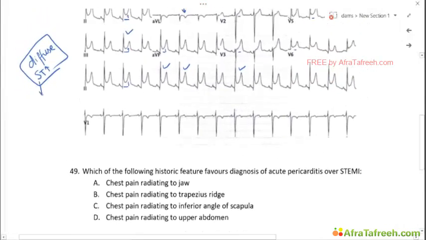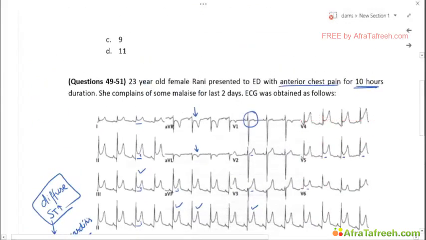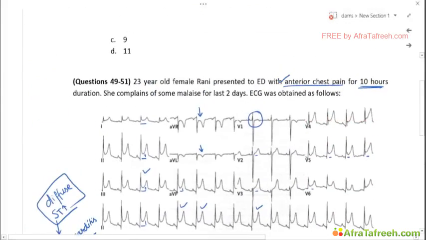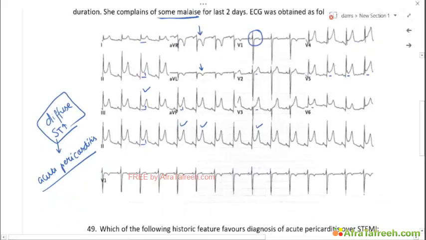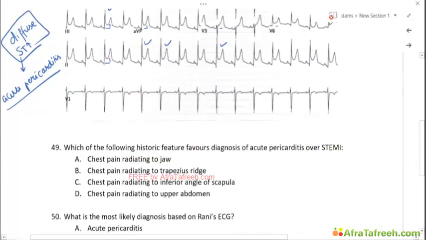So one thing which comes to our mind is an acute pericarditis. Okay, a lot of ST elevations everywhere, concave upwards, and acute pain, right? Chest pain which is acute in onset. Also had some malaise previously, could be because of some viral prodrome there, right? This could very well be an acute pericarditis.